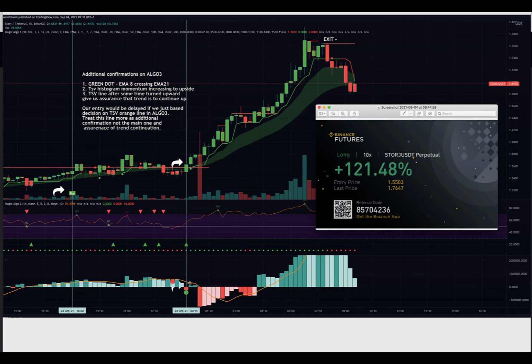Yes, we have this TSV line decreasing, so you could also wait, but at the same time you could see that this histogram is increasing. It's going up, it's going up. So if you really wanted to be super safe, you could have opened your position around this area here as well, and this would still make you a very good profit. In my case, I managed to get 121% in a matter of a couple of hours, which was incredible. And this was on Friday pump with Store J.